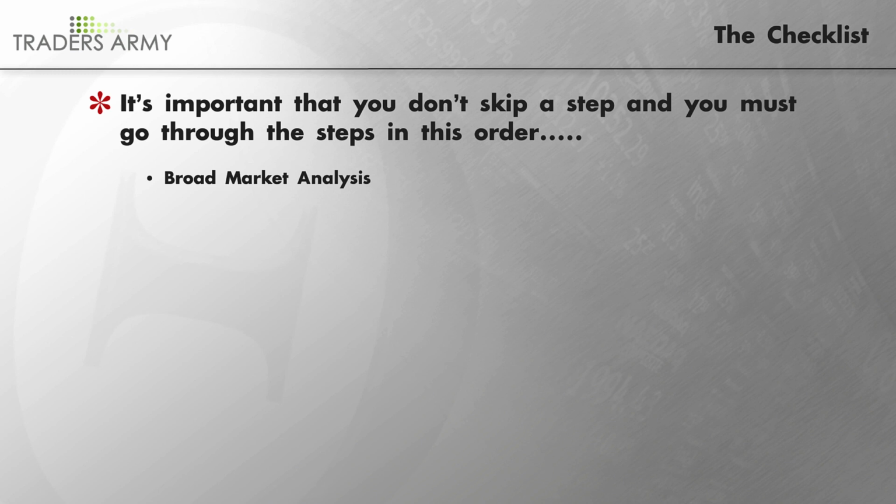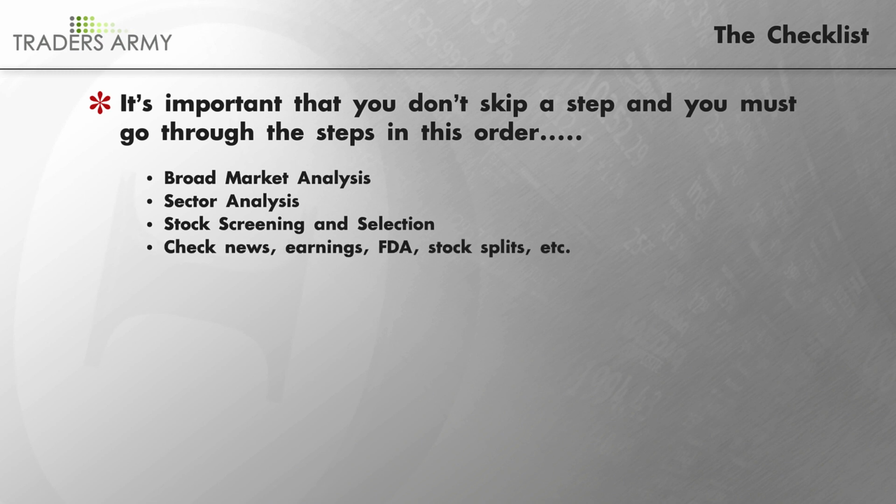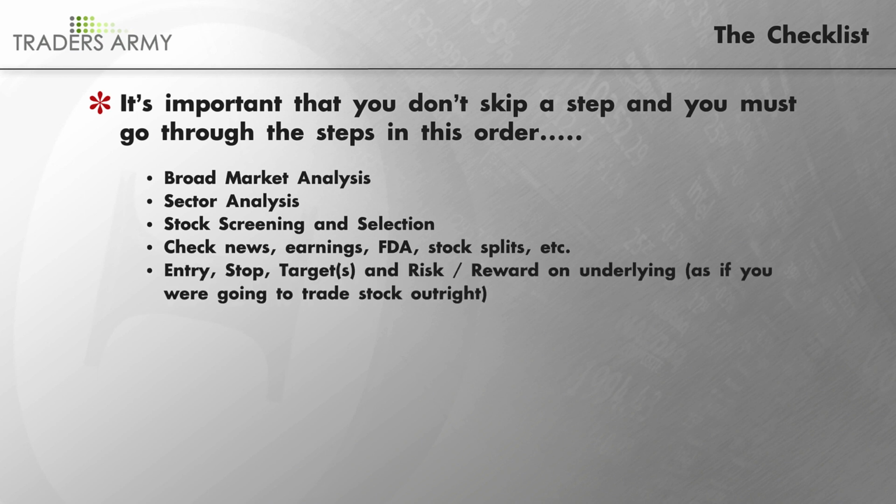So first, we recognize where the broad market is. That's the S&P 500, the NASDAQ, the Dow, the Russell 2000, the broader stock markets. Then we dive into the sectors and analyze which sectors are relatively strong or weak. And then we go into stock screening and selection of a particular stock, and we check the news, earnings, any FDA announcements or stock splits or dividend announcements, things that could affect our trade positively or negatively coming up. And then we want to build a trade on that stock using our entry criteria, our stop criteria, that's for protective purposes, and our targets, and make sure that we understand what our risk reward is on the underlying, as if we were going to trade the stock outright.